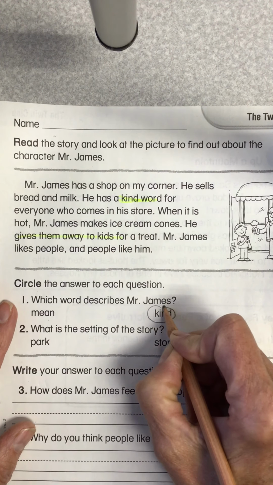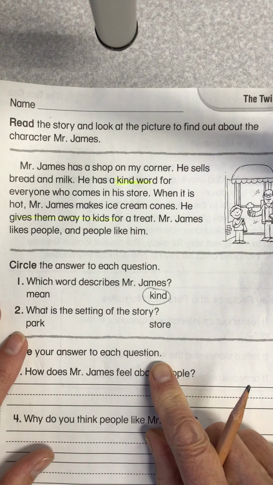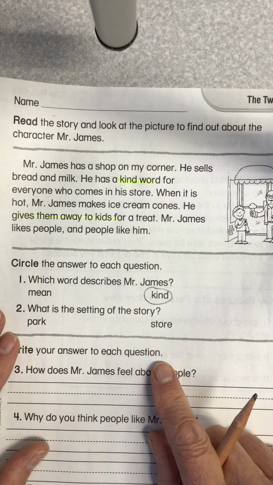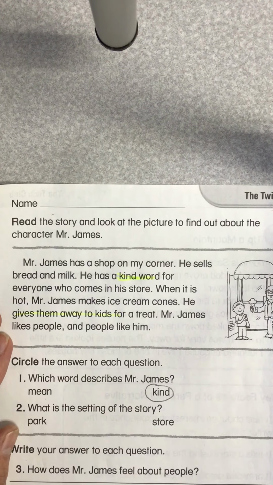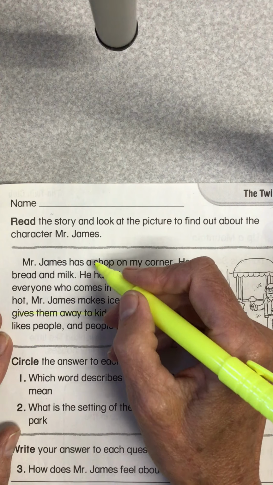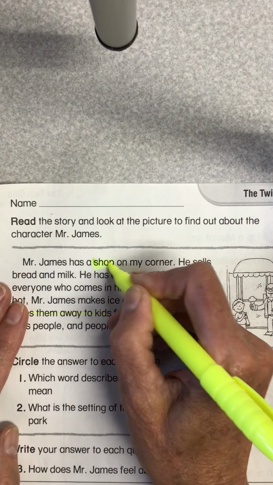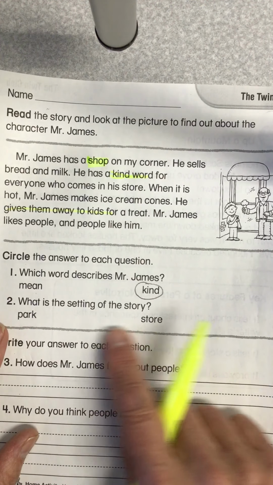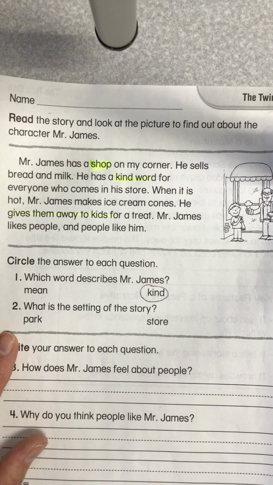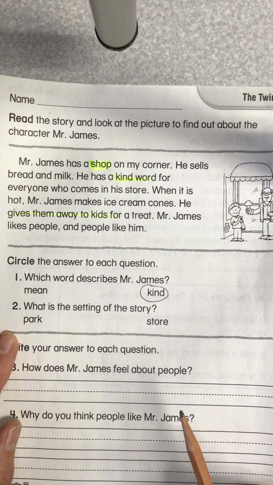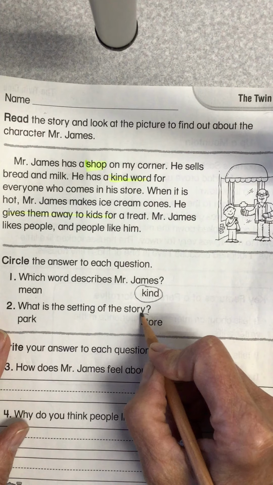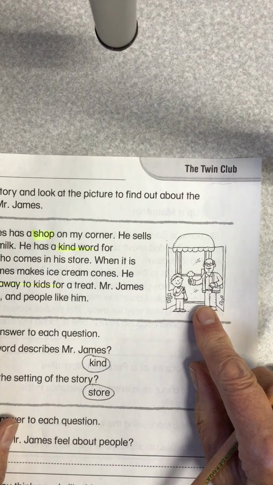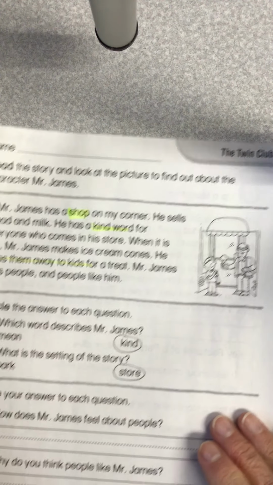Kind. Now we're also going to be talking about setting, and setting is where does the story take place? So I want you to think back to the story. Mr. James has a shop on my corner, and a shop is some place that you go to buy things. He sells bread and milk. So is the setting of the story a park or a store? Was there anything about a park in our story? Nope. It was all about a store, and it was about Mr. James having ice cream, and you can see he's standing in front of a storefront.